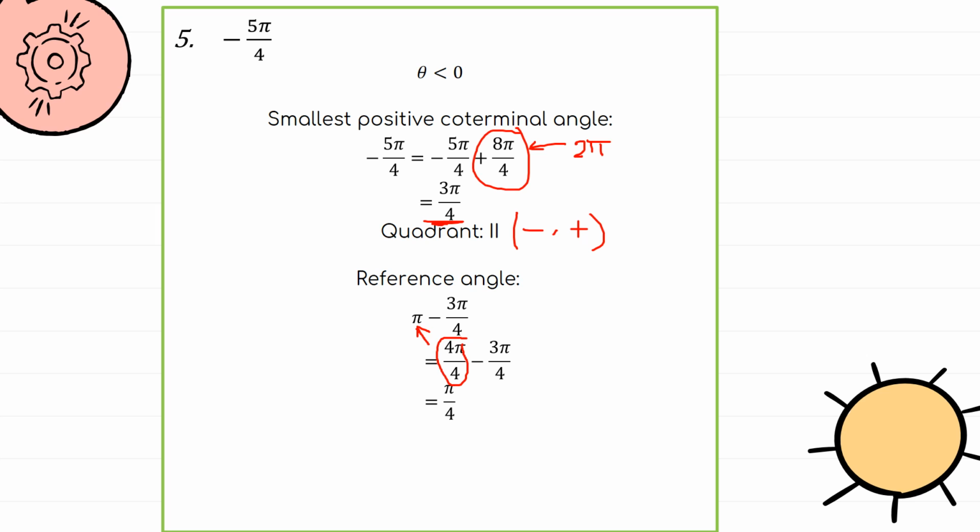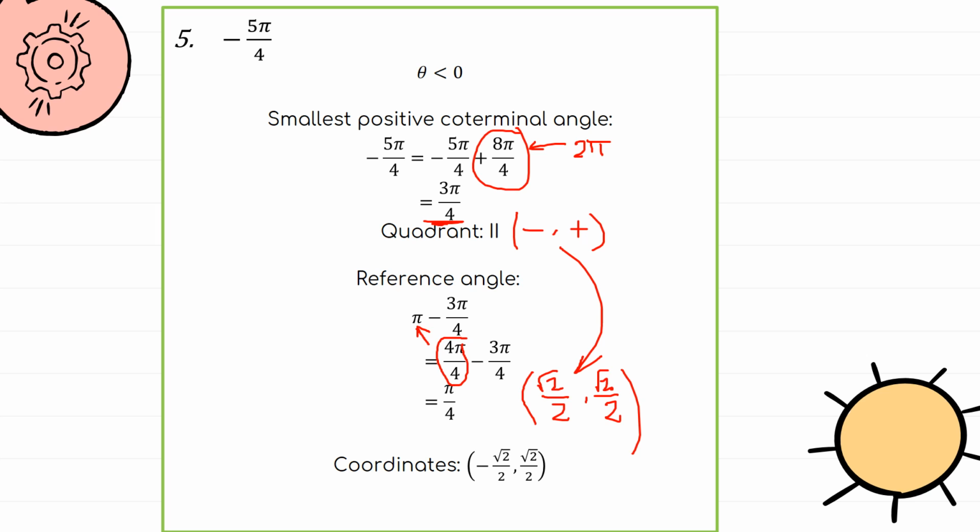In this case, ang coordinates ng pi over 4, that is square root of 2 over 2, square root of 2 over 2. Yan yung coordinates natin for pi over 4. Let us adapt the signs, kopyahin natin yung signs, and we have our final answer. That is negative square root of 2 over 2, square root of 2 over 2.